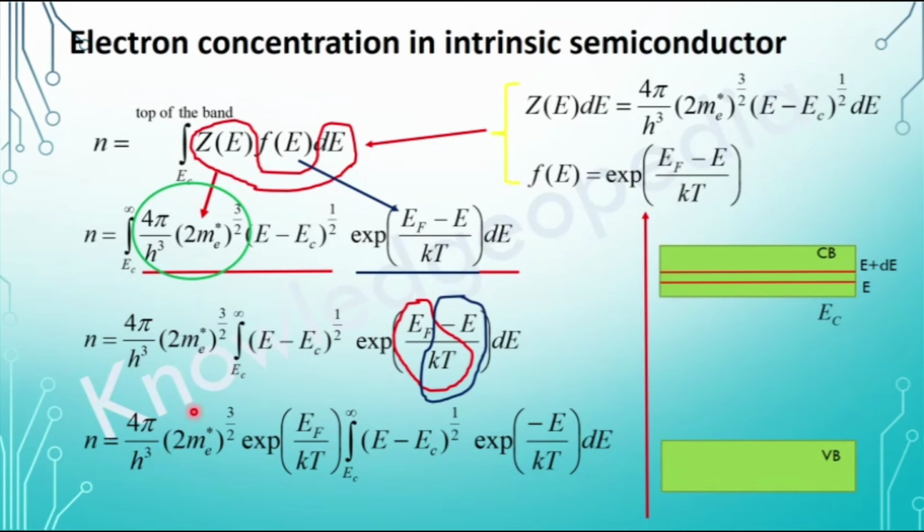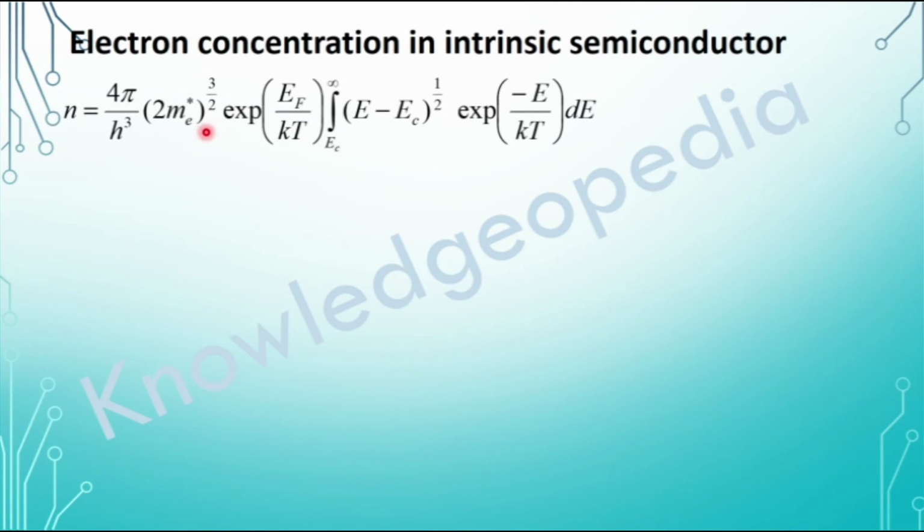So this term was there earlier. From here this exponential EF by kT came out of the integration. Inside the integration we are left with E minus EC to the power half, exponential minus E by kT dE. Finally, we have to calculate this integration now. Here we will do some substitution to do the integration. What is that substitution? E minus EC equals X. This E minus EC, I took as X.